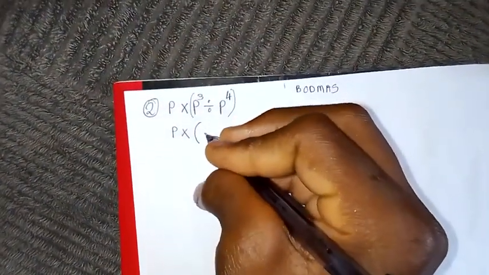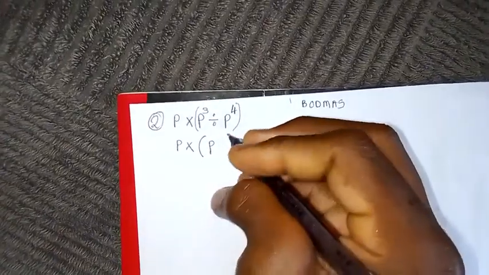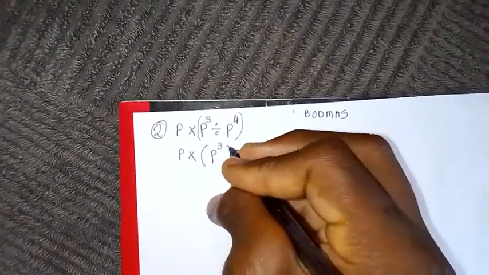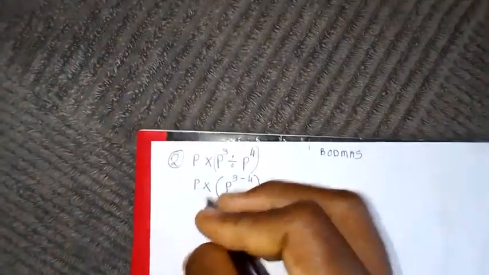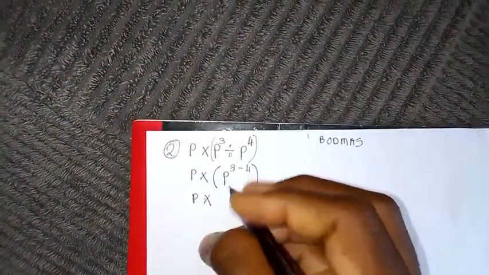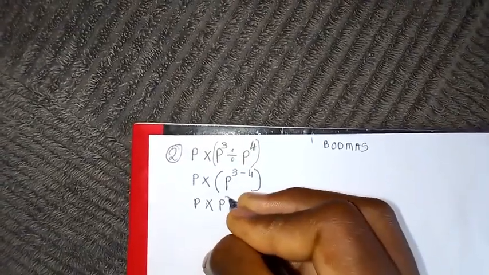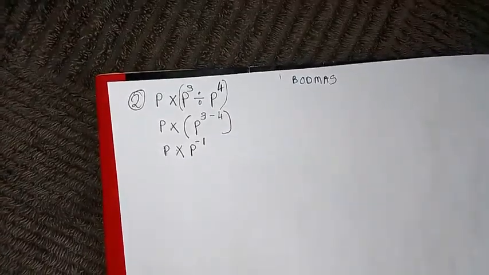The law of division states that when the bases are the same, you subtract the powers. So for p, the bases are the same, so p to the power 3 minus 4. So 3 minus 4 is negative 1. So this equals p to the power negative 1, and the law of multiplication states that when the bases are the same, you add the powers.